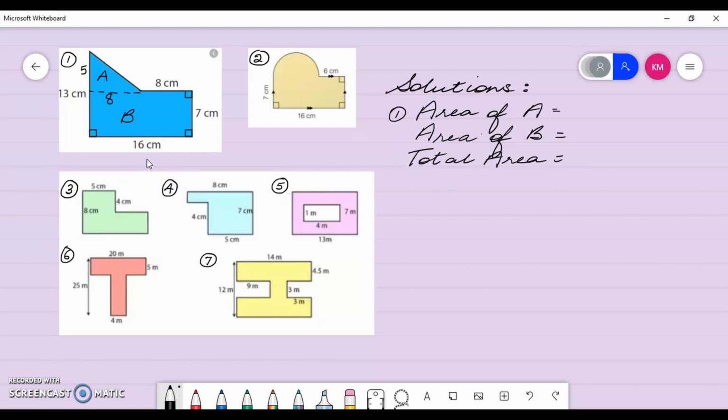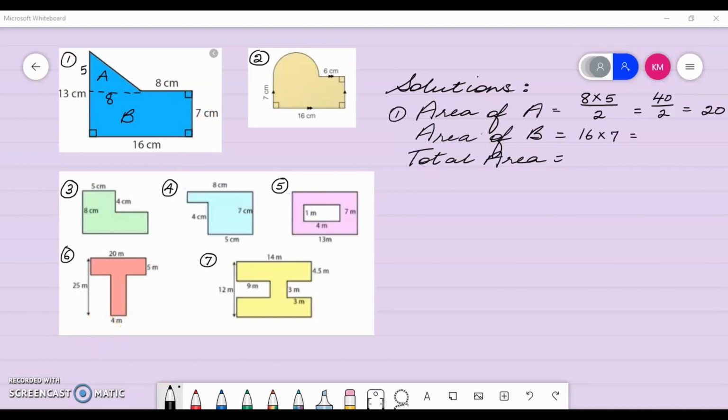So the area of A, which is a right angle triangle, is going to be base multiplied by height divided by 2. 8 multiplied by 5 gives me 40, divided by 2 gives me 20. The area of B is a rectangle where the length is 16 and the width is 7. So the area of B is going to be 16 multiplied by 7.